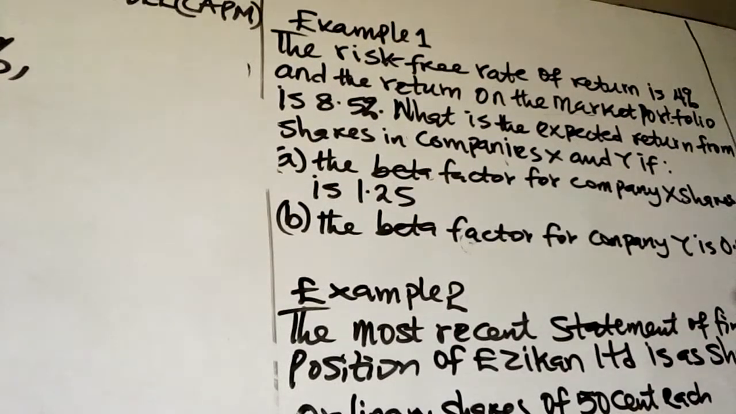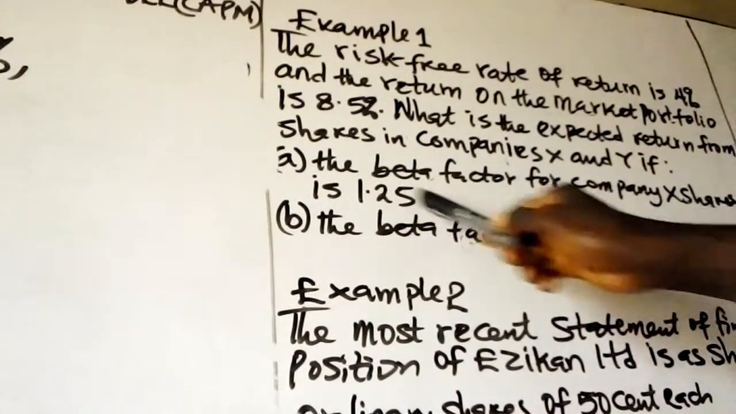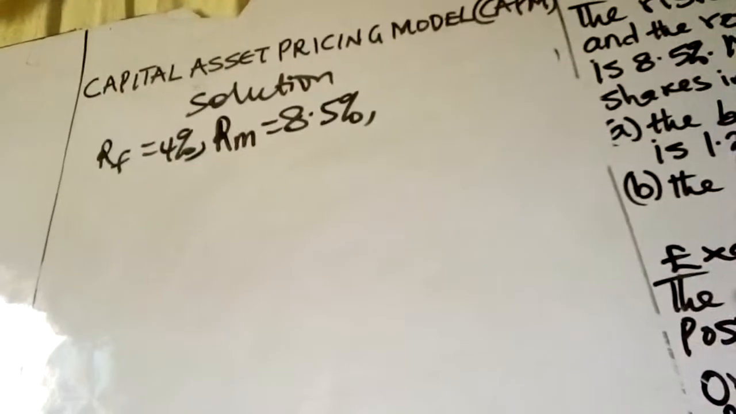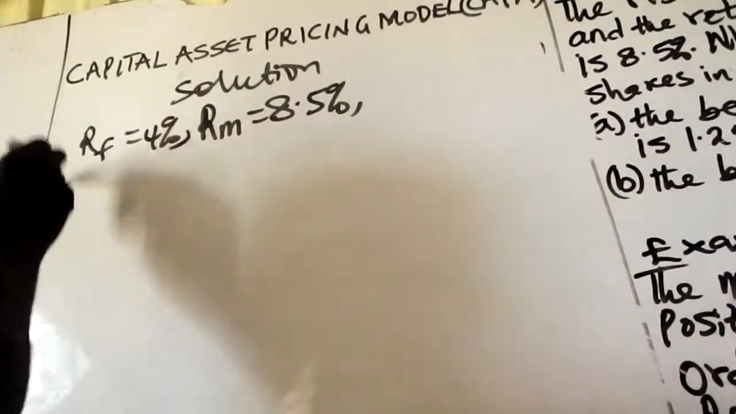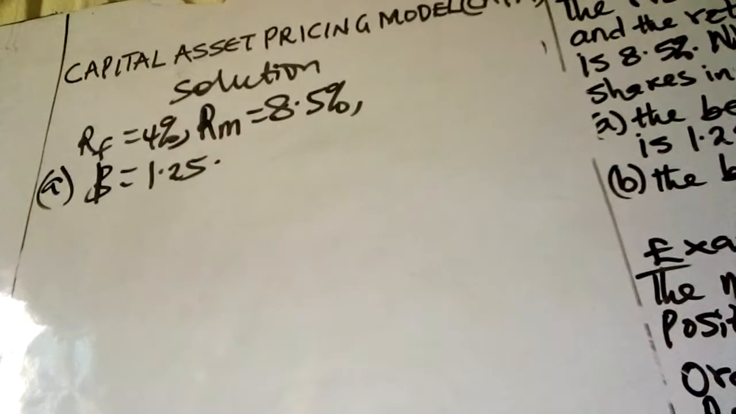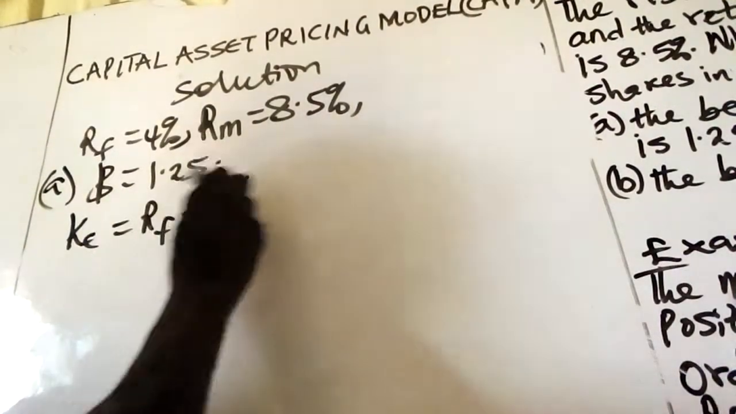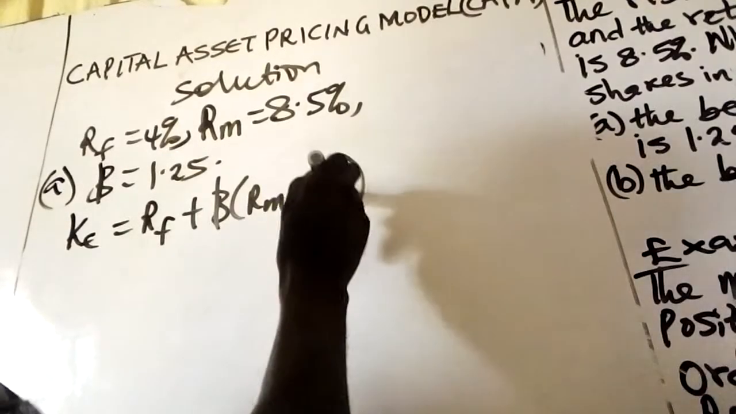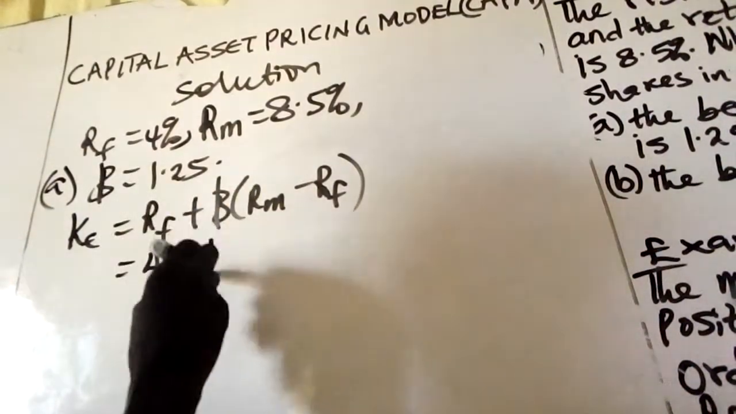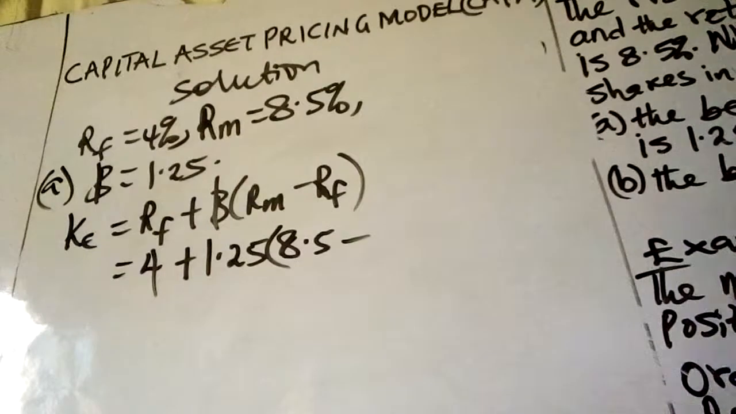What is the expected return from shares in companies X and Y if the beta factor for company X is 1.25? The beta factor for company X is given to be 1.25. Now, what is the expected return from shares? That is the cost of equity. So cost of equity equals RF plus beta into RM minus RF. Our RF is the risk-free rate, which is 4%. The beta is 1.25, into RM, the market return, 8.5, minus RF, which is 4.